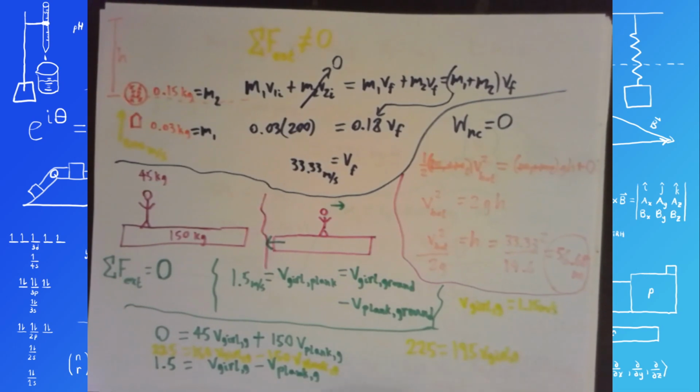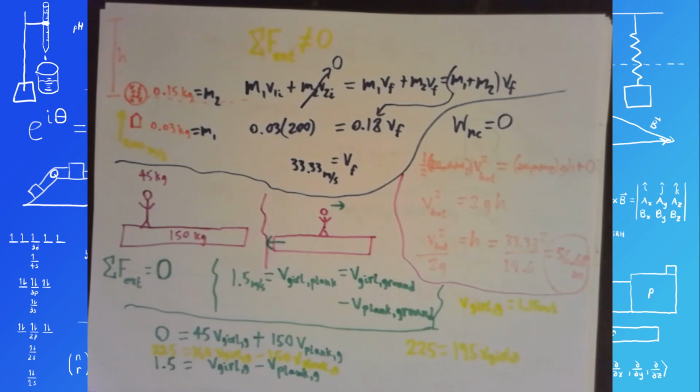It does make sense that it's less than 1.5 because we know the plank is moving backwards. If the plank was moving forward, then in order for her to have a 1.5 meter per second advantage over the plank, she'd have to be moving faster than 1.5. But since the plank is moving backwards, it implies that she doesn't have to be as fast to look like she's moving at 1.5 meters per second from the plank's perspective.